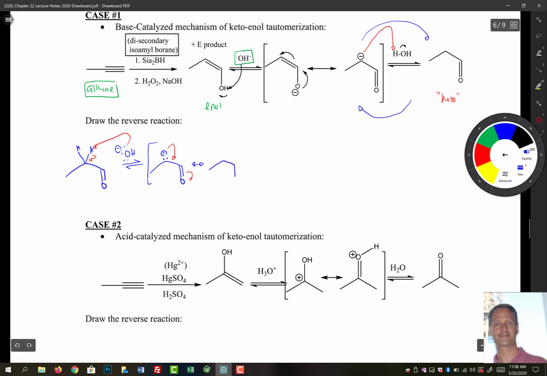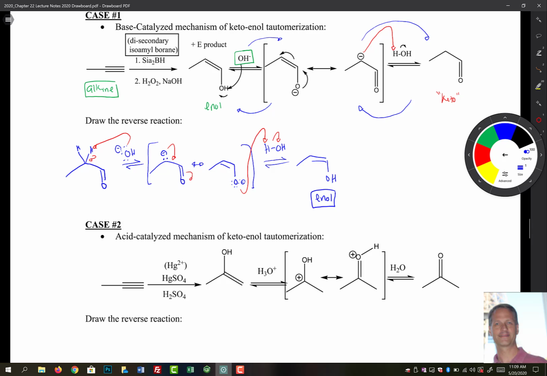That'll give us this. And then the last step of this thing, so we're back to here, we're going to go this direction. Again, looking forward, you lost an H. Moving backwards, we need to gain one. It's base catalyzed still, so we're going to gain it from water so that we can make hydroxide. So we're going to get our enol back. And there we have it.